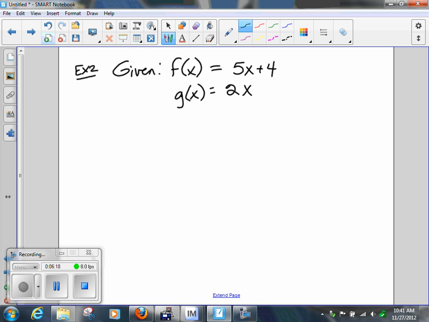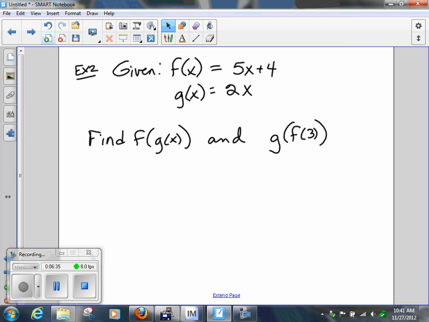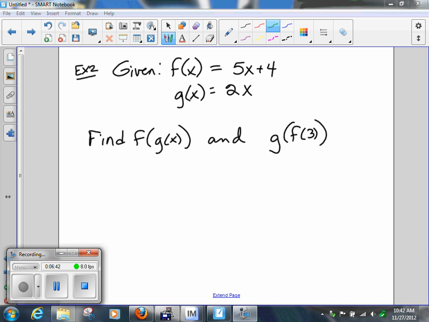I want you to find f of g of x, and then I want you to find g of f of 3. Do that for me now, please. Just take a moment to do that. Here we go, f of g of x. That means that we're going to plug, I'll write my thoughts down, okay? I'm going to plug which function into which?